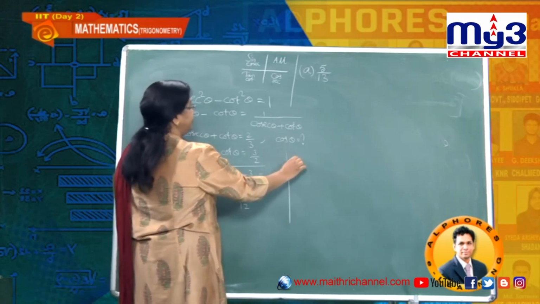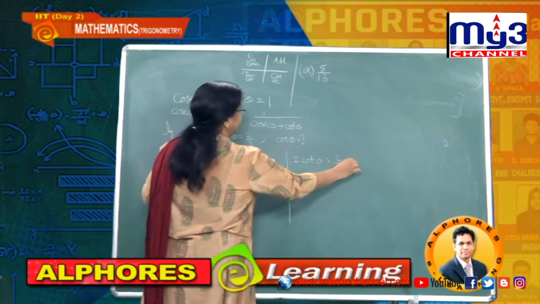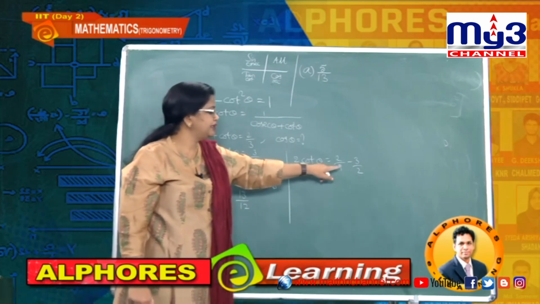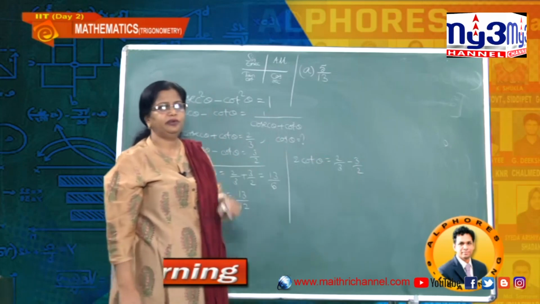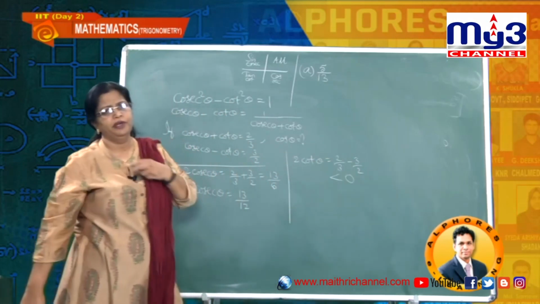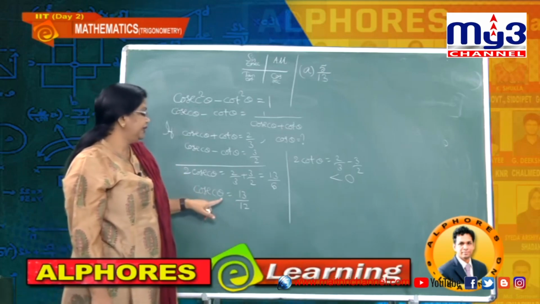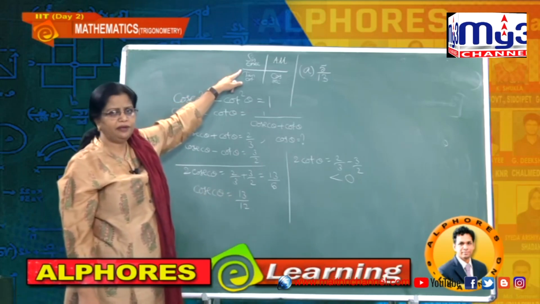If I do subtraction, this is 2 times cot theta equal to 2 by 3 minus 3 by 2. Now what happened here? 2 by 3 is less than 1, and 3 by 2 is more than 1. Obviously you get a negative value. So what is my confirmation now? The confirmation is that theta belongs exactly to the second quadrant.